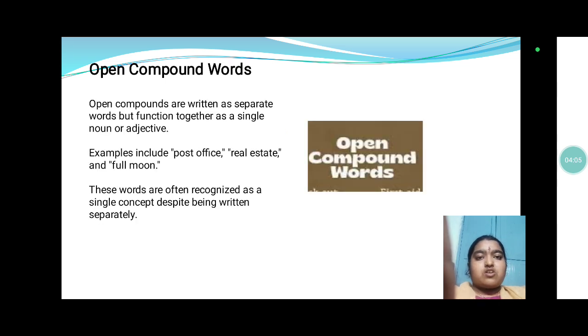Open compound words. Open compounds are written as separate words but function together as a single noun or adjective. As we have said, in open compound words we include a space.